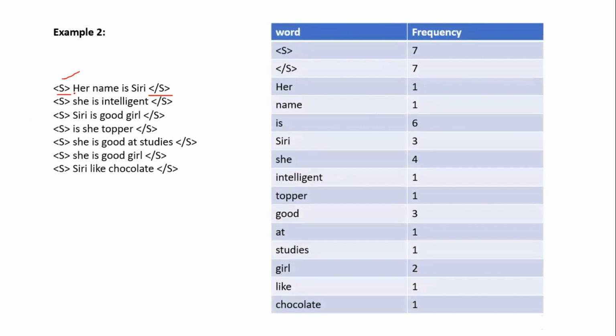And check how many times her is present in the corpus. It appeared once. So like that, we will get the total number of occurrences. See this is. So is appeared 6 times: 1, 2, 3, 4, 5 and 6. So that frequency is 6. So like that, you need to build the vocabulary along with the word and frequency.